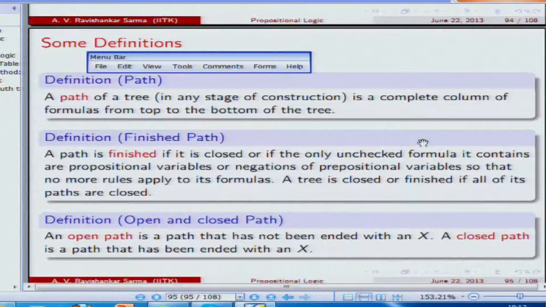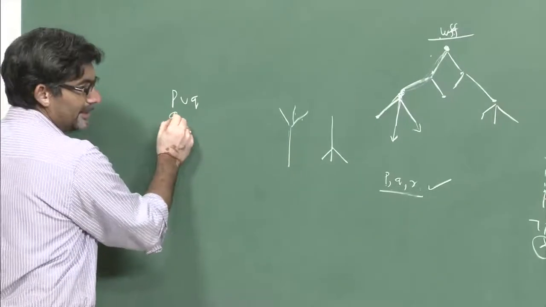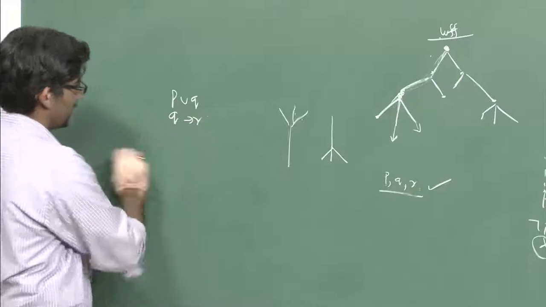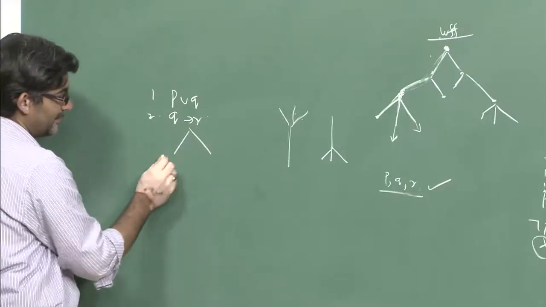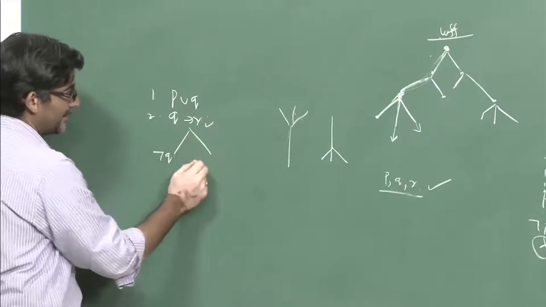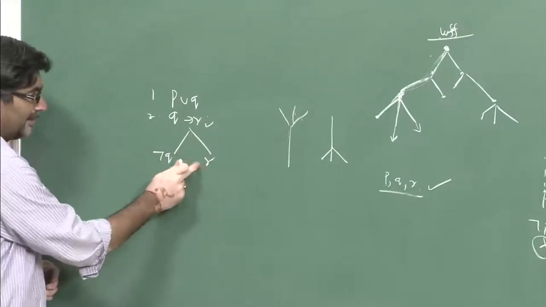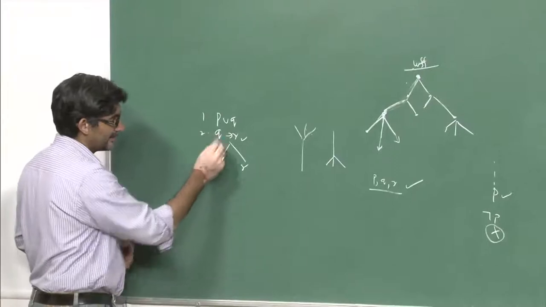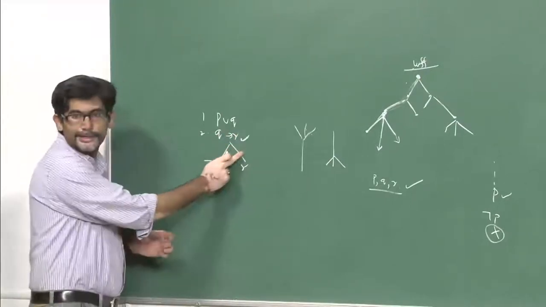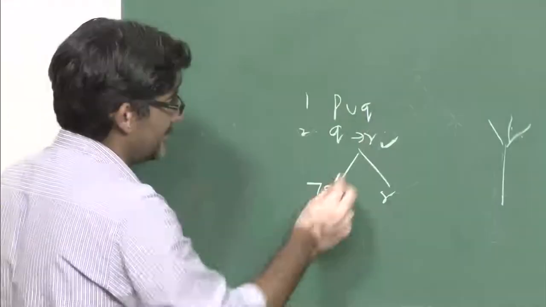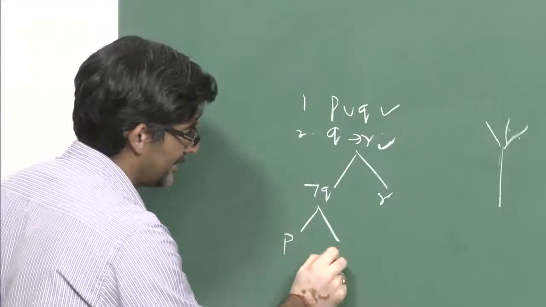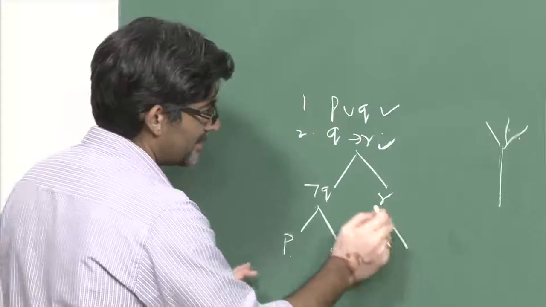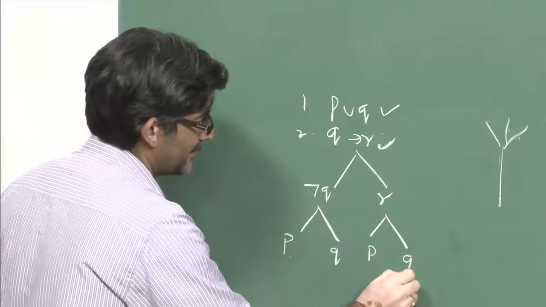Suppose you have some formula P or Q and Q implies R, for example. So now you start constructing, applying alpha and beta rules. First you apply on this one, so this is Q implies R, and since this is checked, you have put a tick mark here. Then you check this formula, and this is P or Q, and now on each branch you need to write this information.